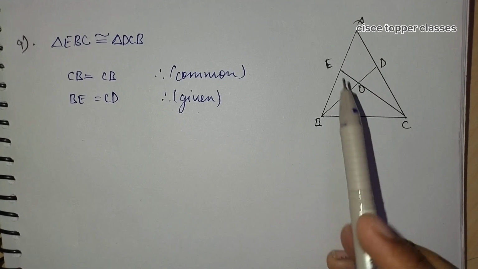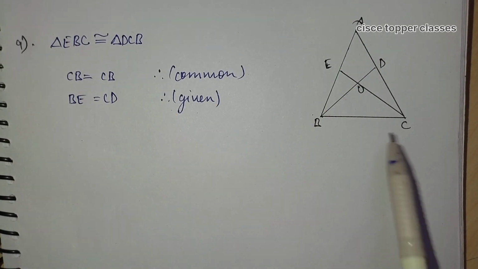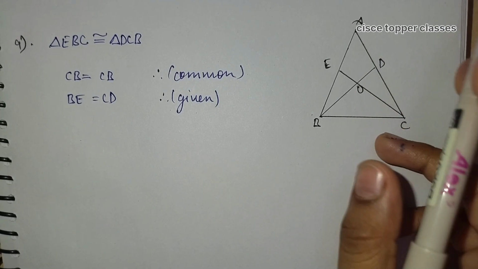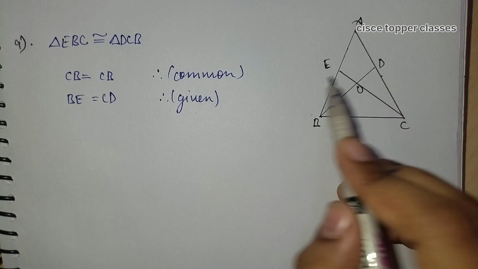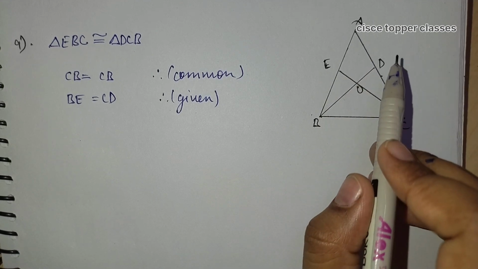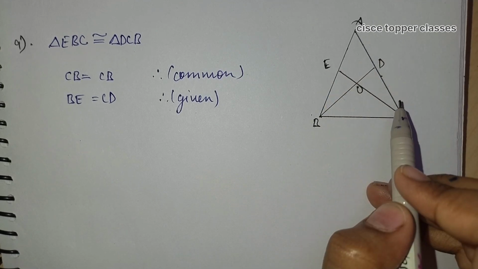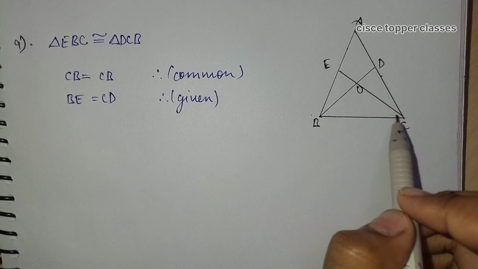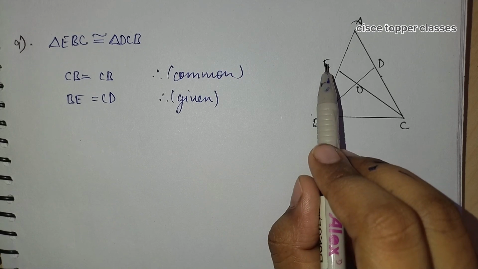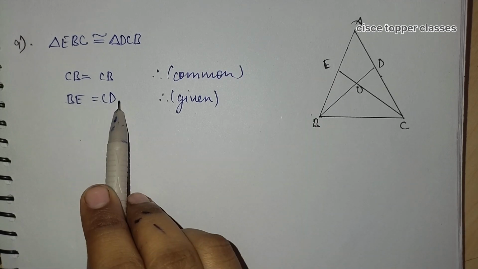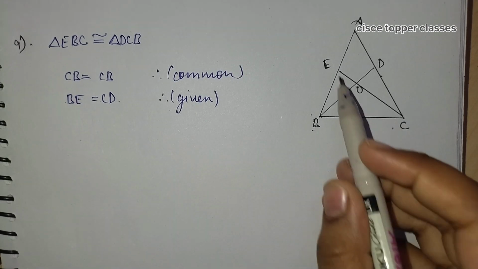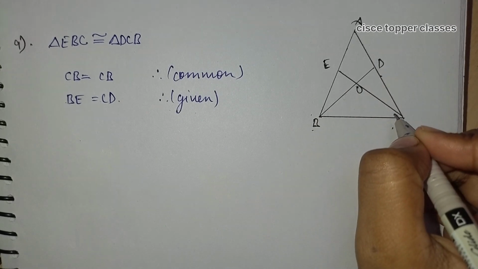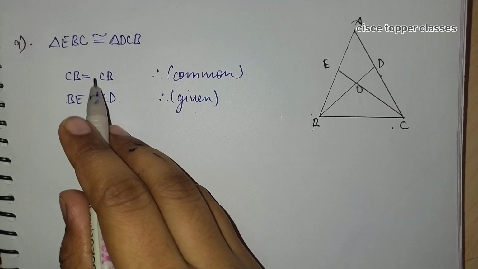Let us solve the ninth question here. In the given figure, ABC is given to us, angle ABC is equal to angle ACB, and D and E are points on the sides AC and AB respectively such that BE is equal to DC. Then we have to prove that triangle EBC is congruent to triangle DCB. So for proving this, the given information is BE is equal to CD and CB is common here in these two triangles which we have to prove congruent. This one and this one. Simply we can write these two things.